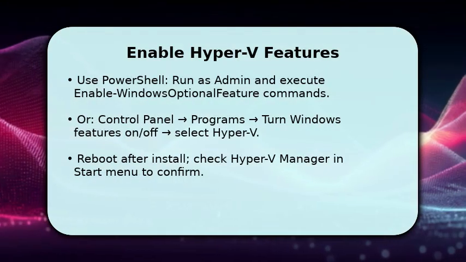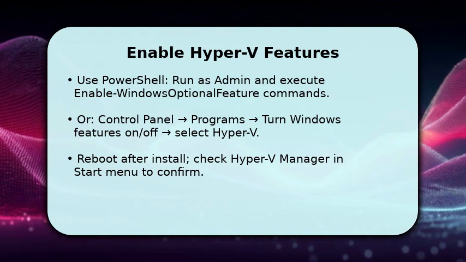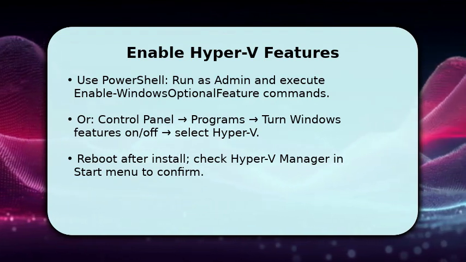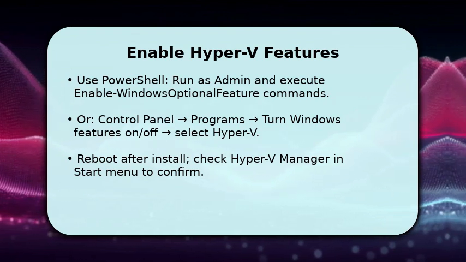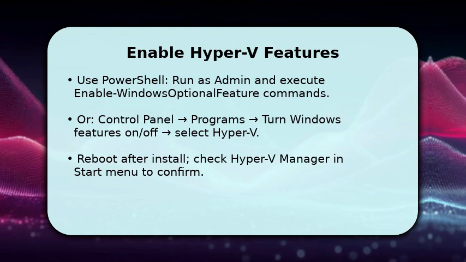You now enable Hyper-V itself. For speed, run PowerShell as administrator and execute: Enable-WindowsOptionalFeature -Online -FeatureName Microsoft-Hyper-V-All, then confirm.